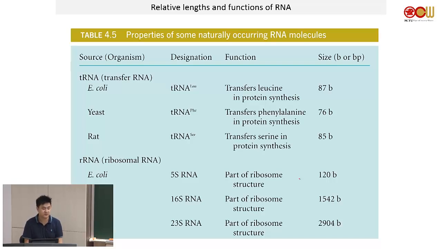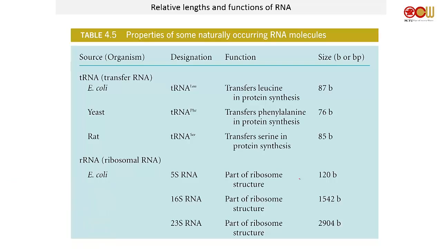RNA can range from very small to very large. For example, some of the smaller ones are the tRNA, which stands for transfer RNA. These RNAs are used to load amino acids onto your ribosomes, so they are involved in translation. For example, a tRNA for leucine transfers leucine in protein synthesis. These are small for recognition purposes, less than 100 base pairs.